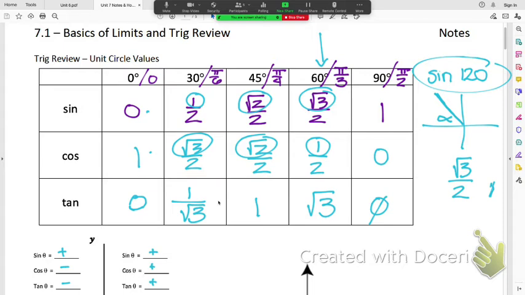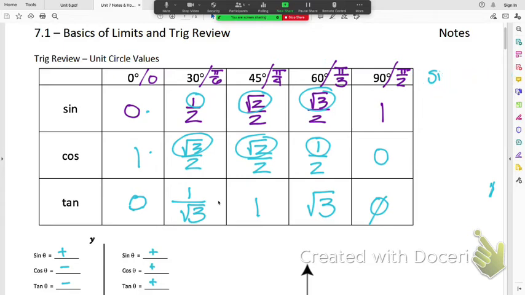Okay? Should we do another one together? Okay, second one. Cosine of 150. So the first thing, this time I'm not going to draw it. I'm going to think 150 is in the second quadrant. How close is 150 to 180? 30. So that means I'm going to look at the cosine of 30. What's the cosine of 30? Root 3 over 2. And then I'm going to look at my plus minus chart. In the second quadrant where 150 is, what should cosine be? Negative.